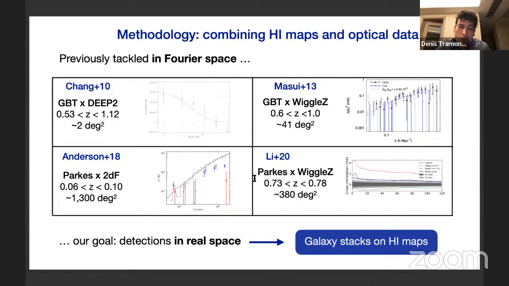So what we want to do is a little bit different. We still want to combine maps and galaxies, but we want to do it in real space. And this is done by stacking the objects we're interested in on the maps. So notice this is not spectral stacking, which is also another quite established technique. It is a positional stacking of objects on the map.